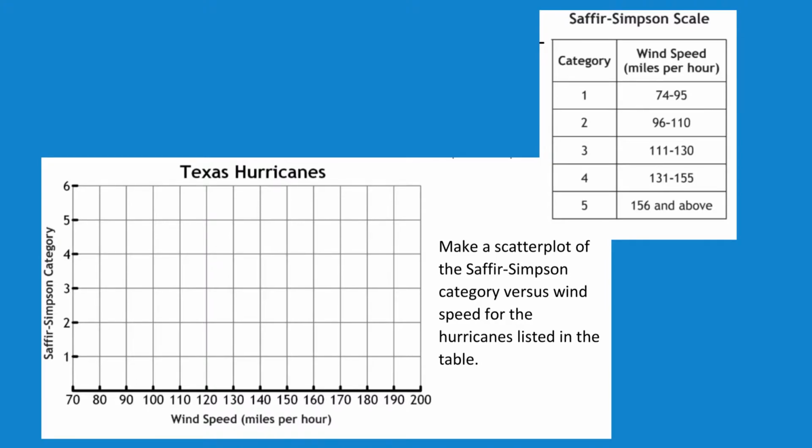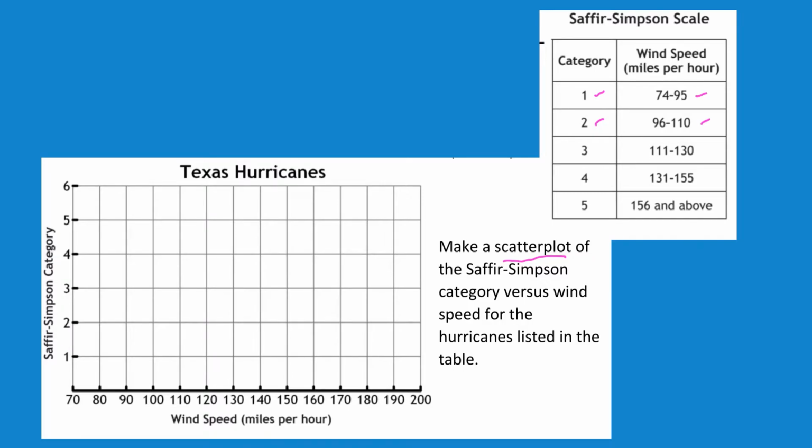So a category 1 hurricane has a wind speed of 74 miles per hour all the way up to 95 miles per hour. Category 2 has 96 miles per hour to 110 miles per hour, and so on. And so what we want to do on this one is make a scatter plot of the category wind speed versus hurricane category. So we're going to do that on this graph.